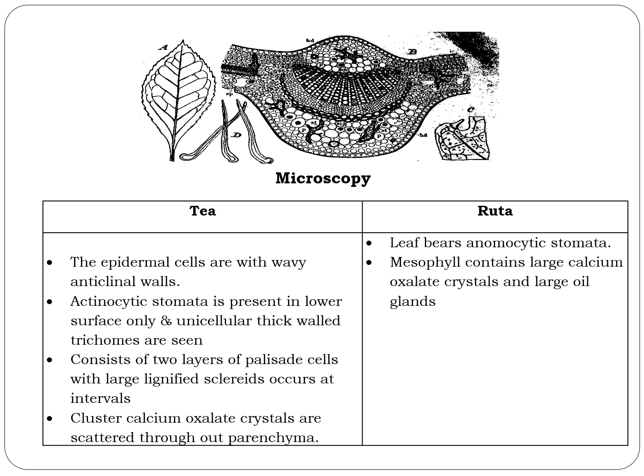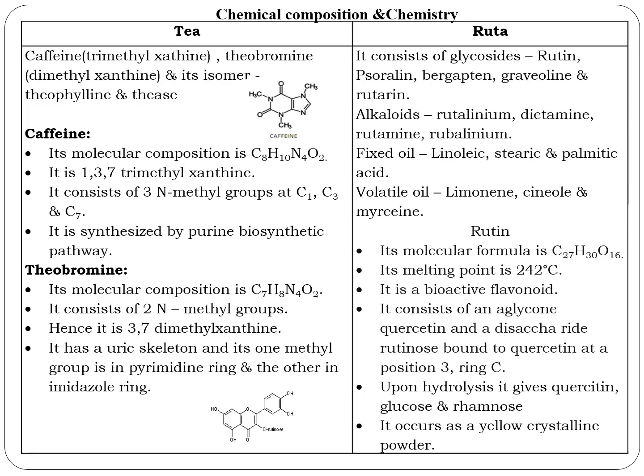whereas the ruta leaf bears anomocytic type of stomata, whereas the mesophyll contains large calcium oxalate crystals and large oil glands. When we see about the chemistry of tea and ruta, tea consists of caffeine, that is trimethylxanthine, theobromine, dimethylxanthine and its isomer theophylline, and the enzyme thease.